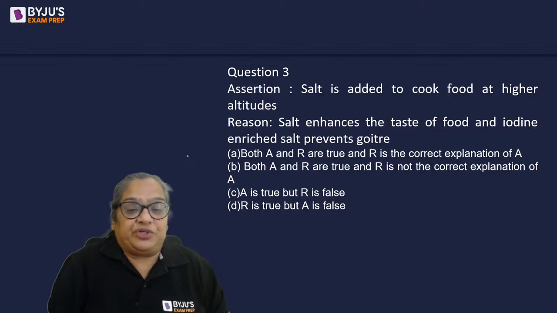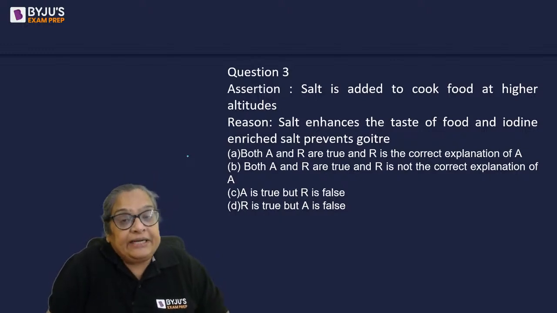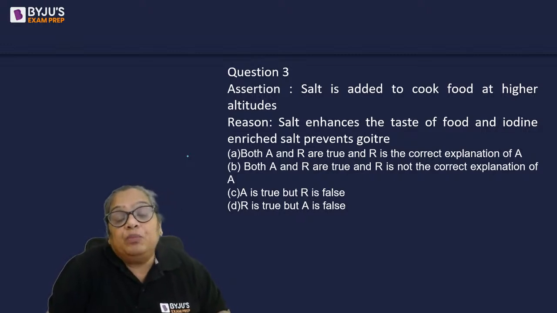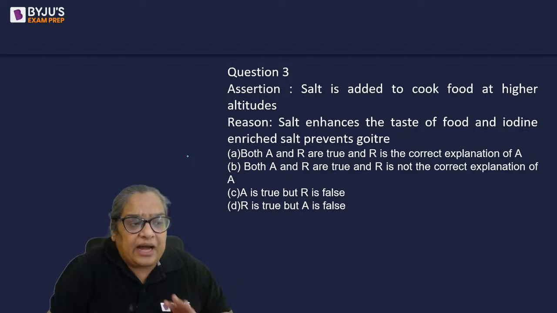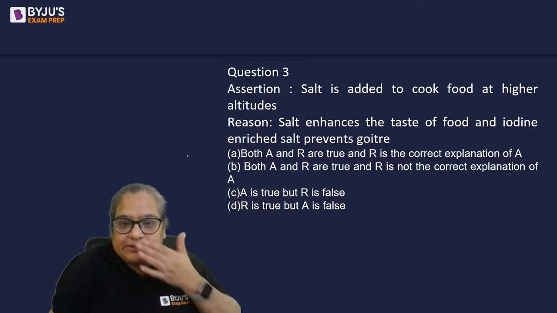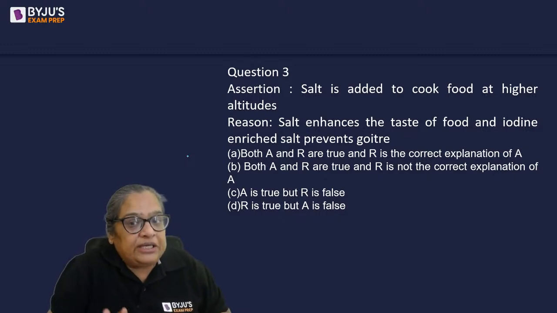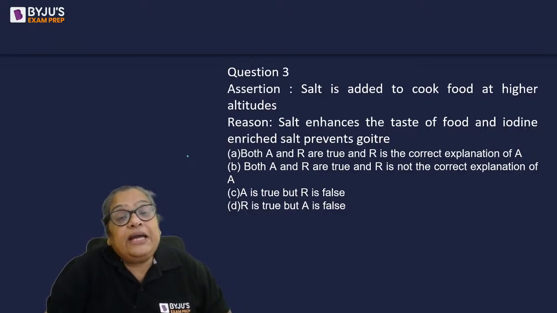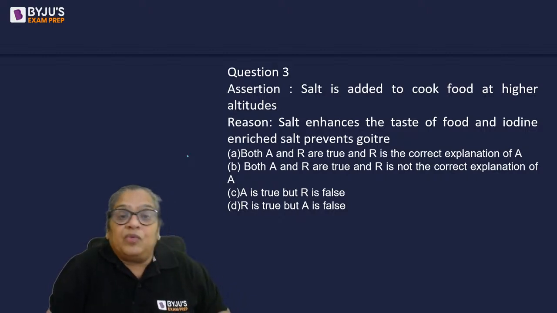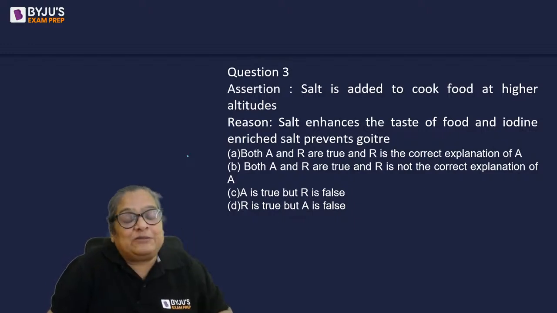All right. Next question. Salt is added to cook food at higher altitudes. When you go to higher altitudes, they add more salt to boiling water. Is it true that at higher altitudes, salt is added to food so that it cooks faster? Or for some reason? That's what A says. So salt is added at higher altitudes when cooking. Second, salt enhances the taste of food and iodine enriched salt prevents goiter. True, false, and is R an explanation for it.